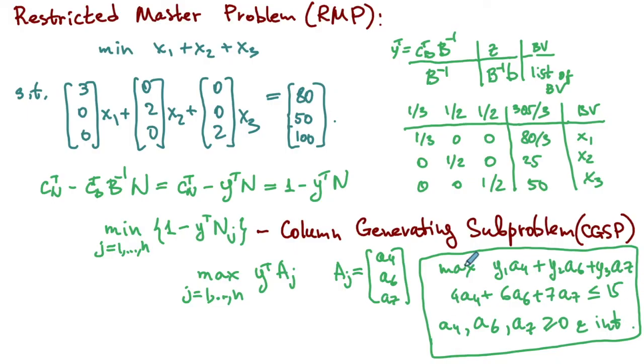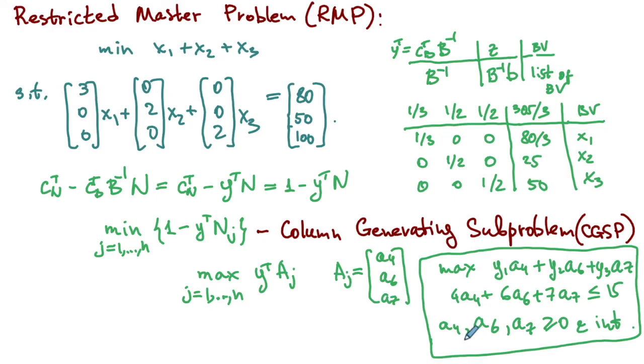So we can apply a dynamic programming algorithm to solve this problem to optimality. And then once we solve the column generating subproblem to optimality, there are a couple of possibilities here. If the optimal objective value for our column generating subproblem is less than or equal to 1, then our minimum here is going to be greater than or equal to 0, meaning that the optimal solution to the restricted master problem that we have is in fact optimal to the original problem. Then we would stop. There are no candidates for the entering variables, right? So we reach the optimum.